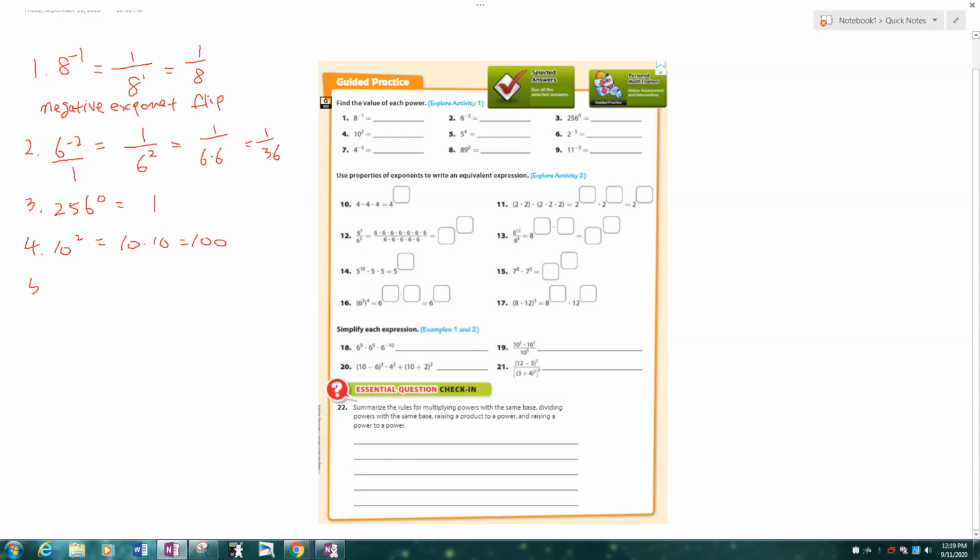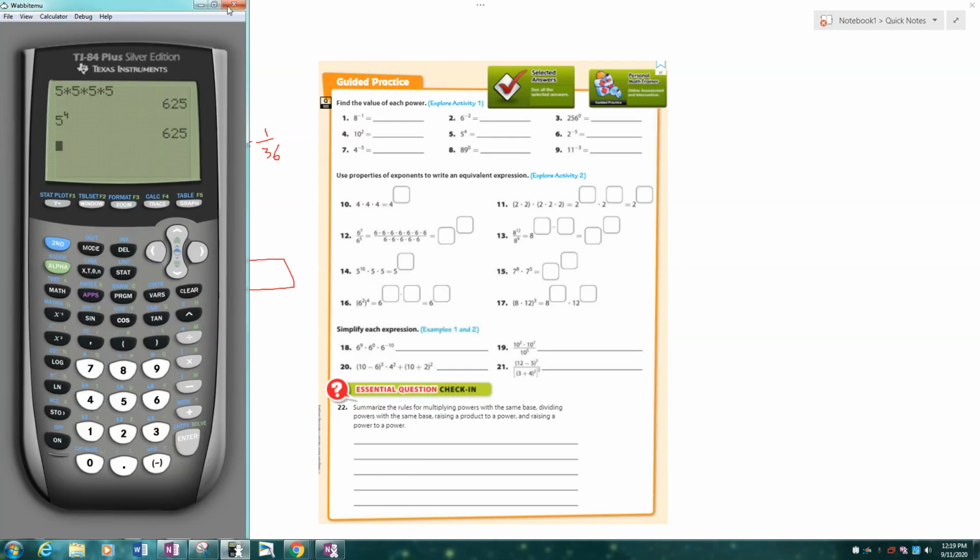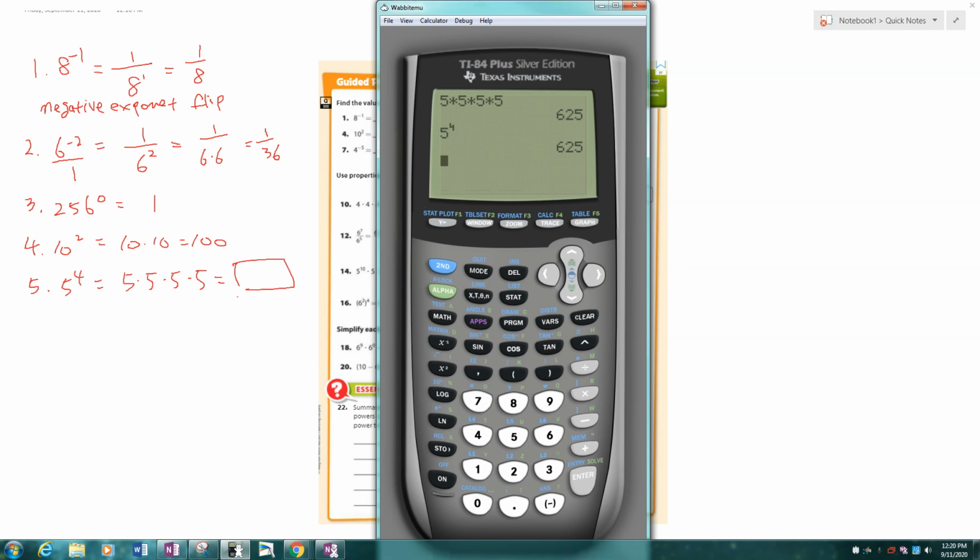Number 5, 5 to the 4th power. That means 5 times 5 times 5 times 5. Use your calculator, it'll give you something. I already did 5 times 5 times 5 times 5, 625. So copy 625 over here.